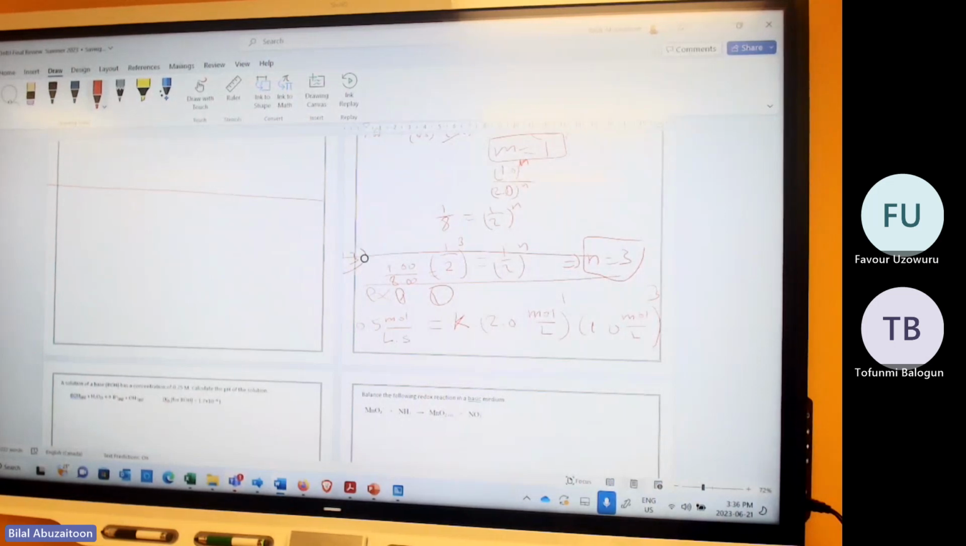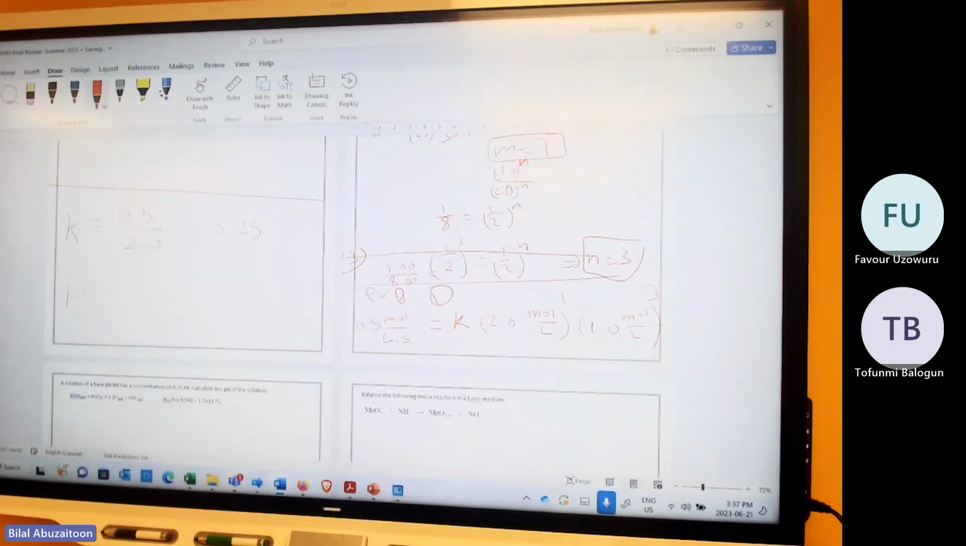Okay. So now the only unknown we have is K, right, Eden? Yes, the only unknown we have is K. K equals, now multiply 2 times 1 is 2. 0.5 divided by 2 is 0.25, right? Now deal with the units.